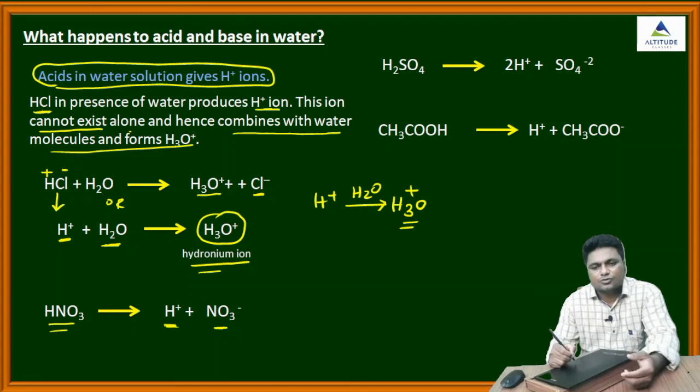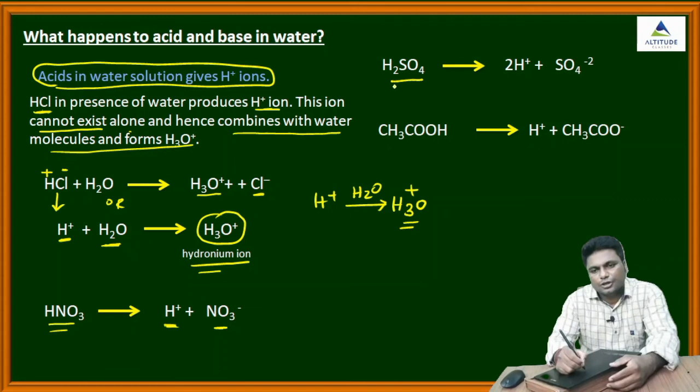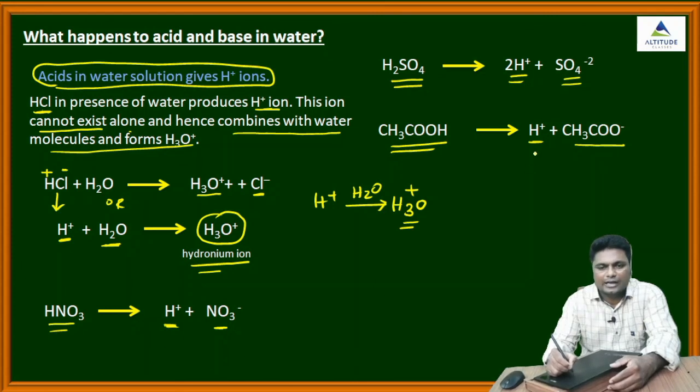So what you can say here is that acid gives H plus ion in the aqueous medium, and that H plus ion alone does not exist; combined with the water molecule it exists as a hydronium ion. For example, H2SO4 has 2 hydrogens, so it will give 2 H plus ions, and 2 hydronium ions will form. This is acetic acid. Acetic acid gives 1 H plus ion and CH3COO minus. This also combines with the water molecule and exists as a hydronium ion.